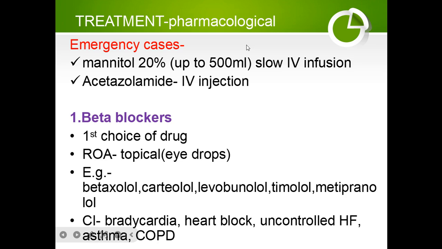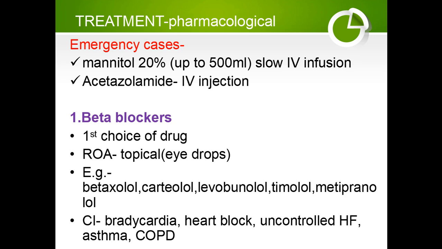So coming to the treatment part, the pharmacological treatment. In emergency cases, mannitol 20% up to 500 ml slow IV infusion is given. Acetazolamide IV injection is also preferred in emergency cases. In non-emergency cases, the first treatment of choice is beta blockers. The route of administration is topical, nothing but eye drops. Examples of beta blockers are betaxolol, carteolol, levobunolol, timolol, metipranolol, etc.